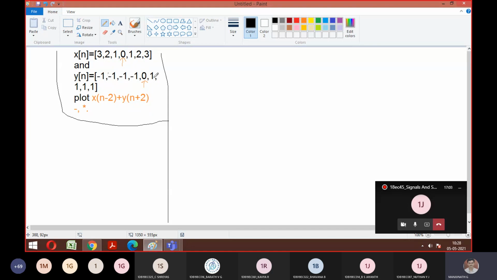Shall we start? Yes, sir. Now, make the axes to plot our x of n. Do the divisions at the beginning. I want x of n, then I want y of n, so two things we have to plot. Next, they have asked for n minus 2 with respect to x and n plus 2 with respect to y. So you need to plot two more axes, one for x of n minus 2 and one for y of n plus 2.